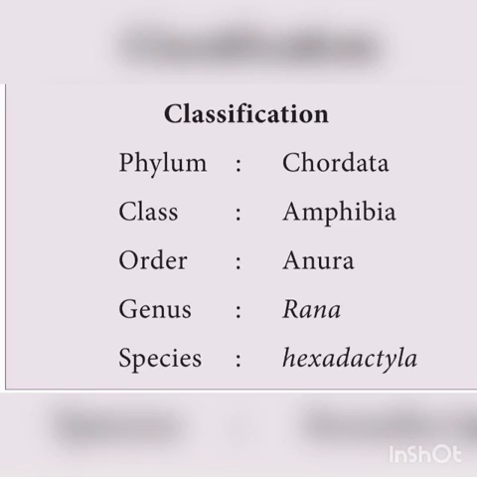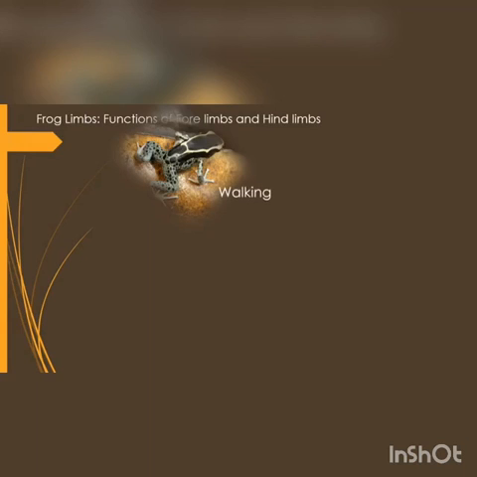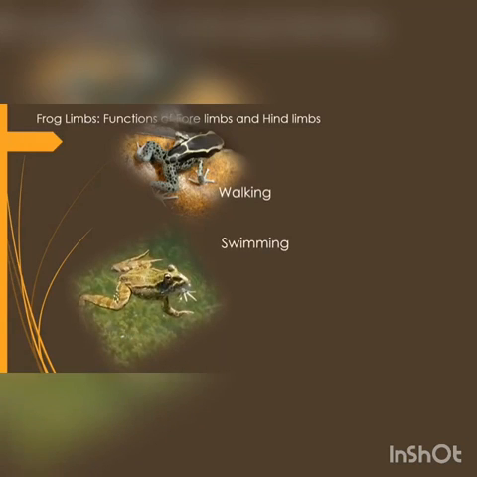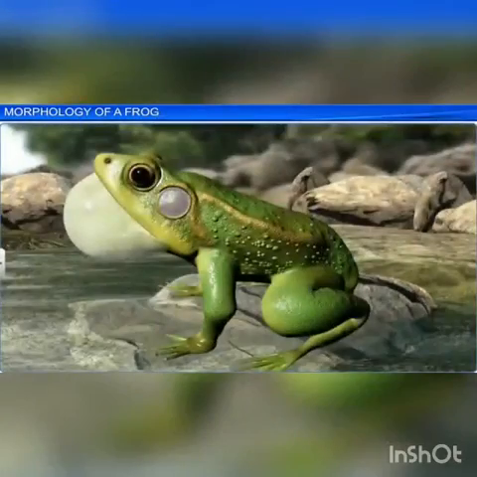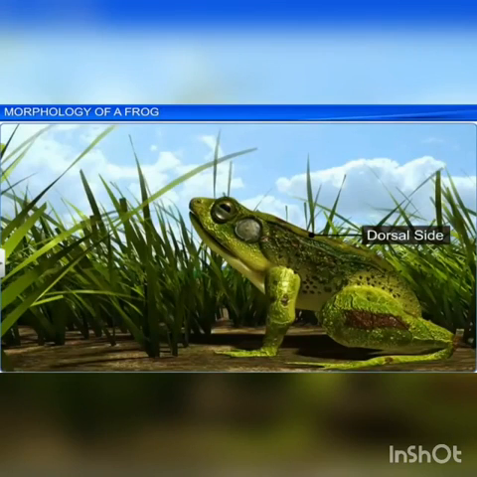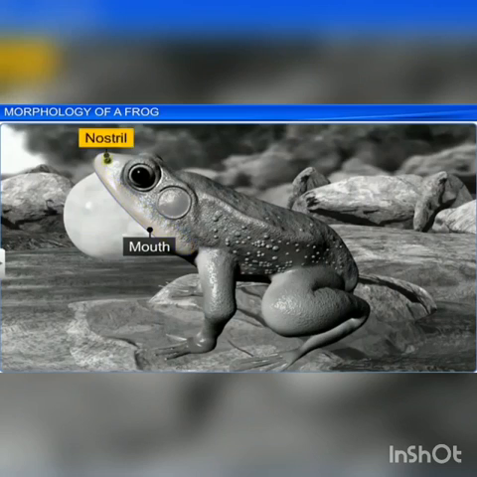If you see the morphology of frog, the body of frog is streamlined to help in swimming. It is dorsoventrally flattened and is divisible into head and trunk. The body is covered by smooth, slimy skin loosely attached to the body wall. The skin is dark green on the dorsal side and pale on the ventral side. The head is almost triangular in shape and has an apex which forms a snout. Snout is the blunt shape that is called a snout.